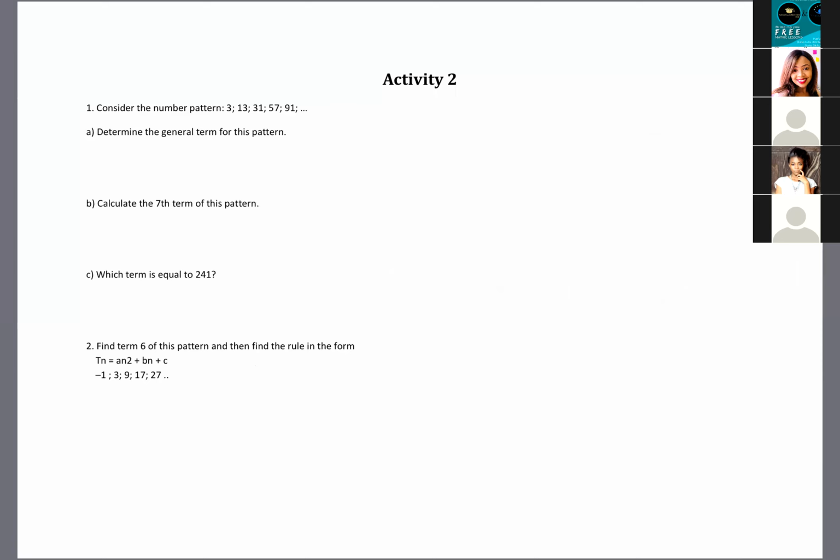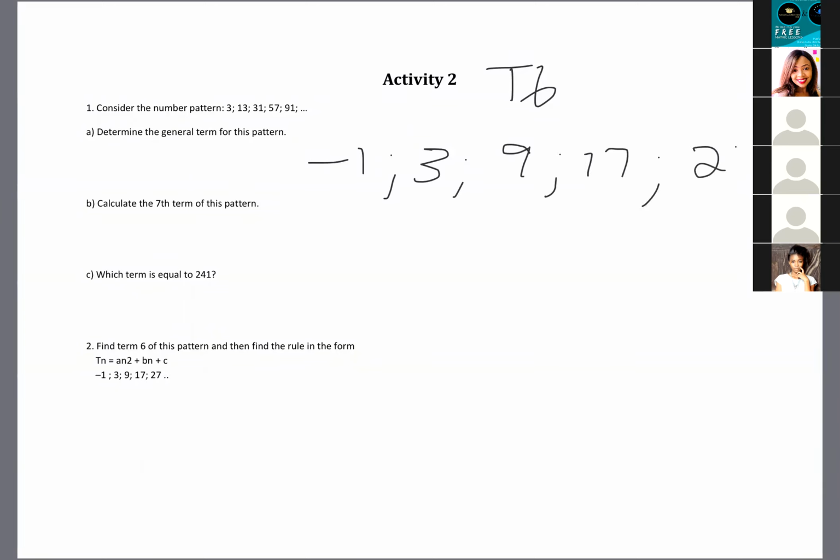So what they're basically saying is find term 6, or they want to know what T6 is. So you first have to find that general term. And the general term, we're going to find it like we've been finding it before, right? So I have negative 1, 3, 9, 17, and 27.